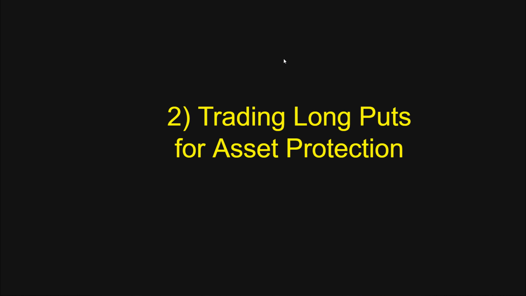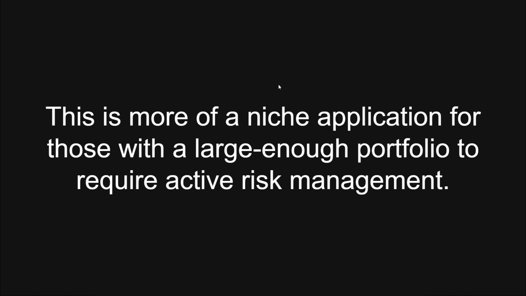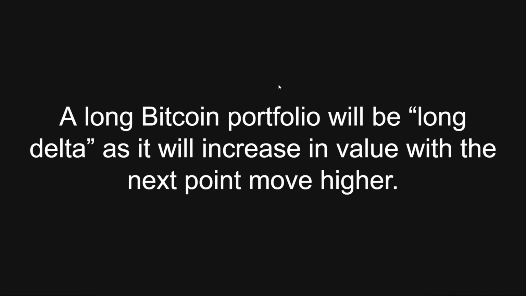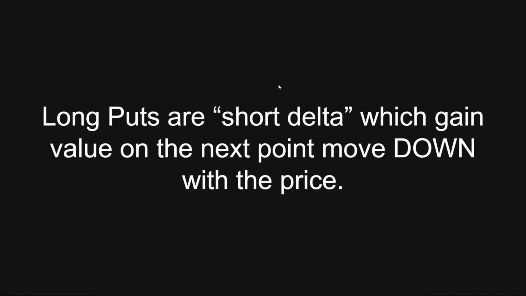Our next application for long puts is going to be for asset protection. This is more of a niche application for those with a large enough portfolio that they really do require active risk management. So in other words, if you've got multiple Bitcoin out there, this may be a fairly large position, and maybe someday it could be a very large position, even if you just have a handful of Bitcoin. A long Bitcoin portfolio will be long delta, right? As it will increase in value with the next point move higher. So long puts are short delta, which gain value in the next point move lower with the price.